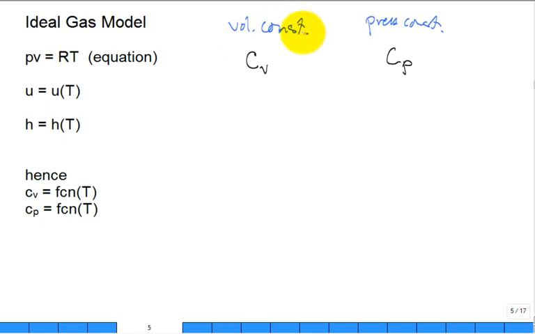Okay. So the definition of the specific heats, just the way they're defined, is that this is the rate of change of internal energy with respect to temperature holding volume constant. This one is the rate of change of enthalpy with respect to temperature holding pressure constant. These are very convenient specific heats, and they're used a lot.